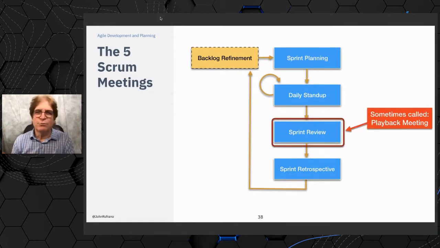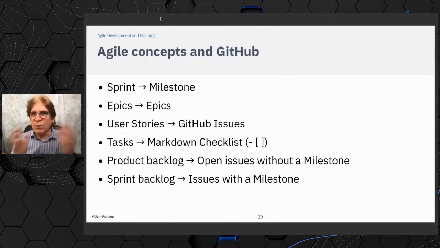Sometimes teams call the sprint review a playback meeting or something. You'll hear those terms. How do we map these concepts to GitHub? Sprints or milestones? There are milestones. You won't see a sprint in GitHub, right? You'll see it in Jira. You won't see it in GitHub. So GitHub has milestones. A sprint's a milestone.